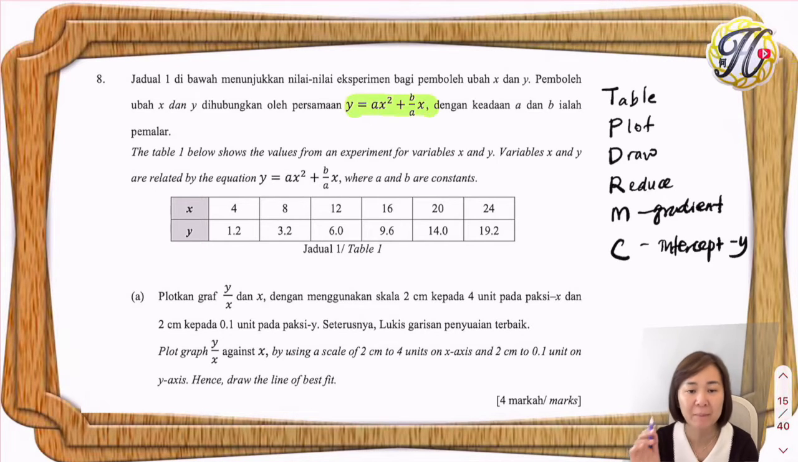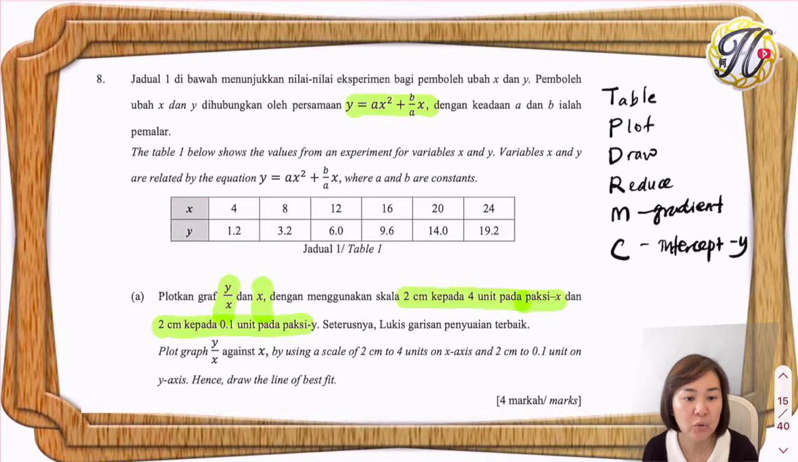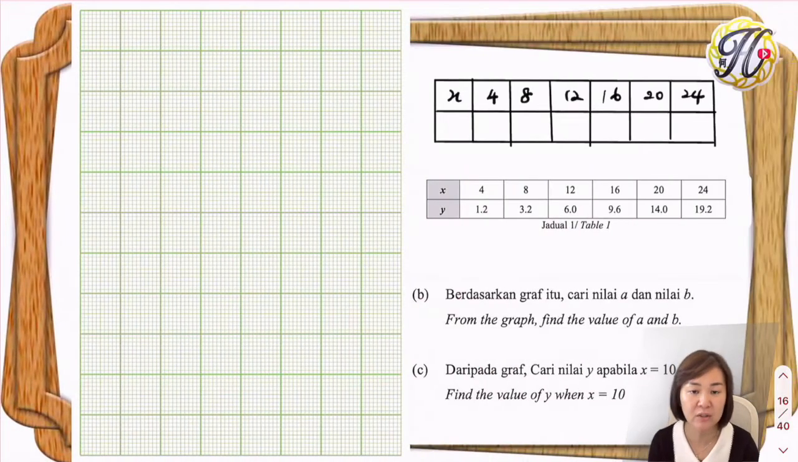It tells you what the X axis and the Y axis are. You plot the graph of y over x against x. The scale given is 2 cm to 4 units on the X axis and 2 cm to 0.1 unit for the Y axis. Then after that, you have to draw the line of best fit. So first step, we form the table.